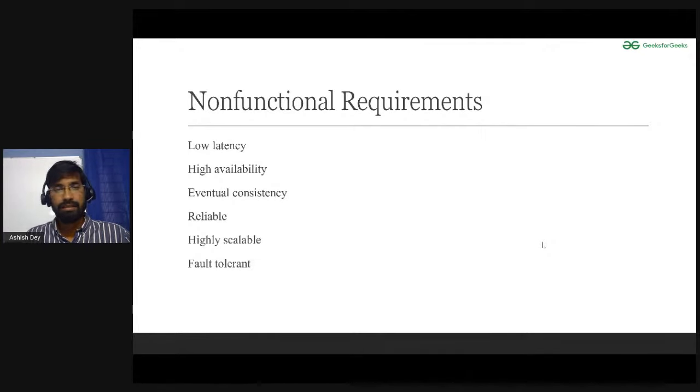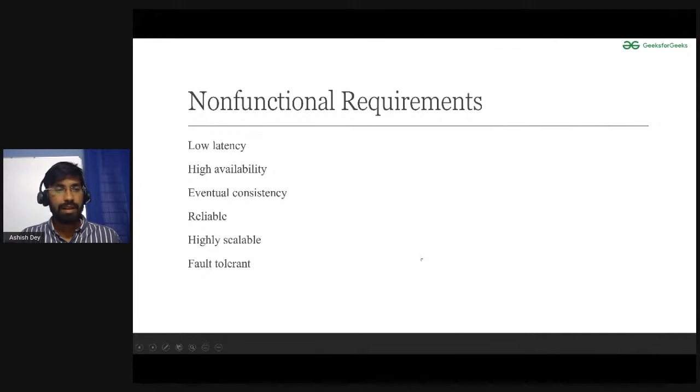Let's say your database goes down, then it should not happen that all the data is gone, right? So that's how it is fault tolerant. Our system should be completely fault tolerant. If anything happens to the application host, it's fine, it's still getting served, and the users are able to use our system.